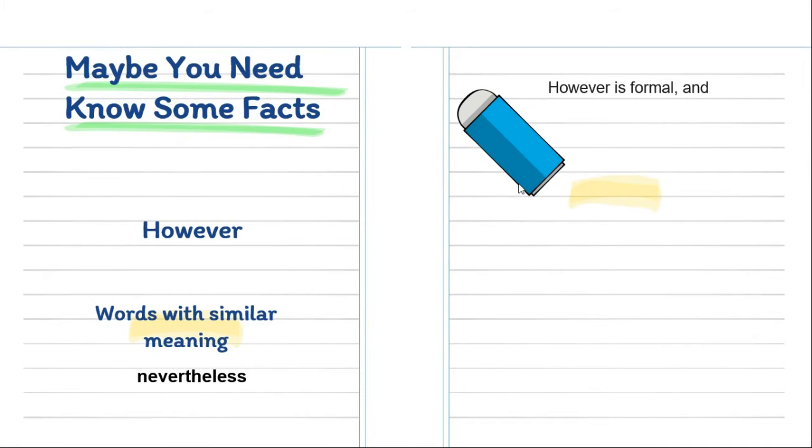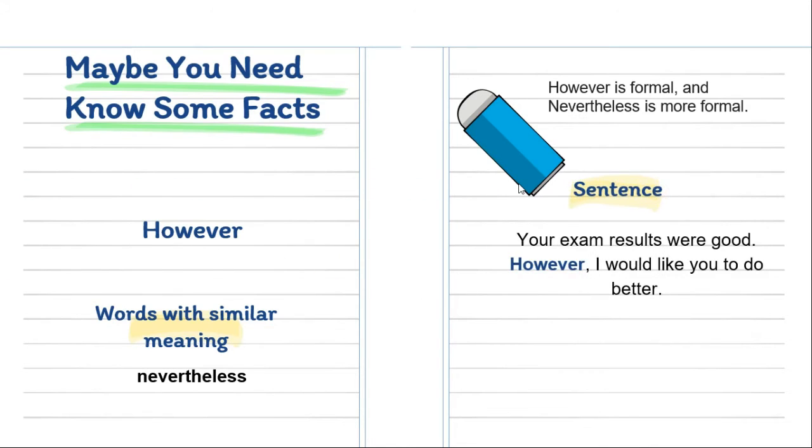Now, however has a similar meaning to nevertheless. Jadi, however ini hampir sama fungsinya dengan nevertheless. Okay. However is formal and nevertheless is more formal. Jadi bedanya however sama nevertheless is about formal and more formal, bukan informal ya, tapi formal and more formal. And then the sentence, nah, with the use of however: Your exam results were good. However, comma, I would like you to do better. Nah, di sini ada koma ya, dan ada previous ideas or sentence.